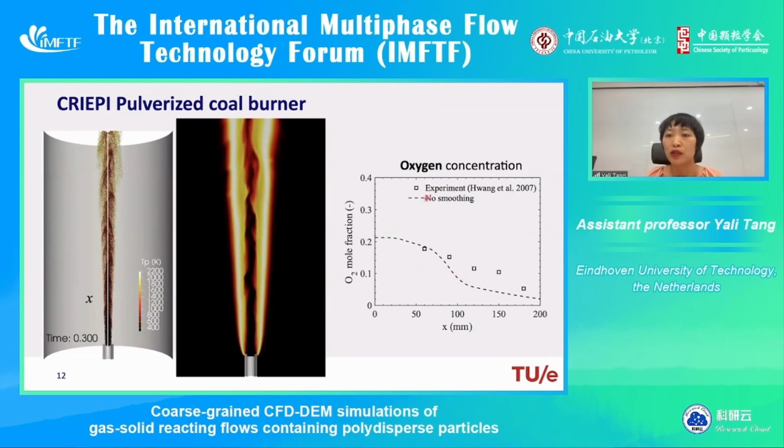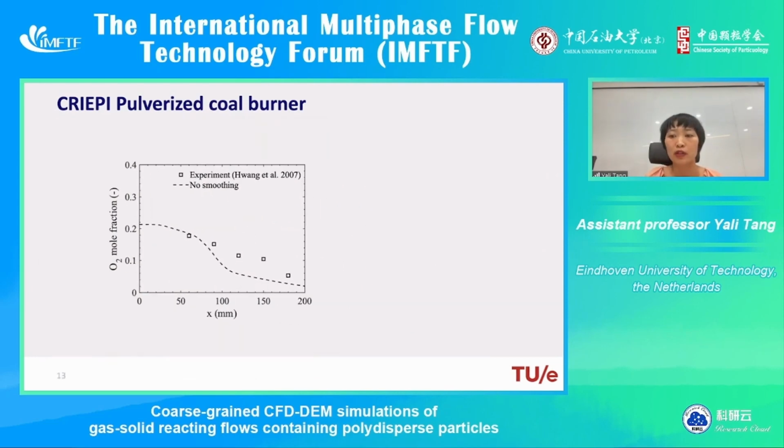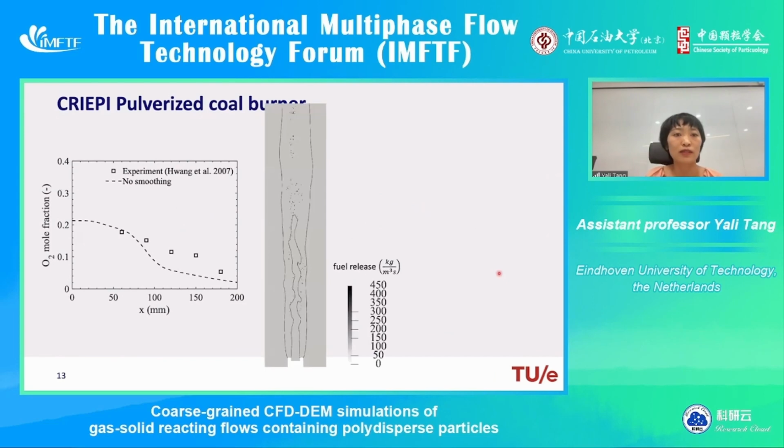However, when no smoothing scheme is used, like I said, due to the coarse-graining, the particle size is comparable to the CFD grid size. If we don't use any smoothing scheme, then you can clearly see the discrepancy between the simulation result and experiment result. And if we analyze our result, why does this happen? This is actually a snapshot of the fuel release, meaning the devolatilization rate of the coal particles, and this is the control of the release rate.